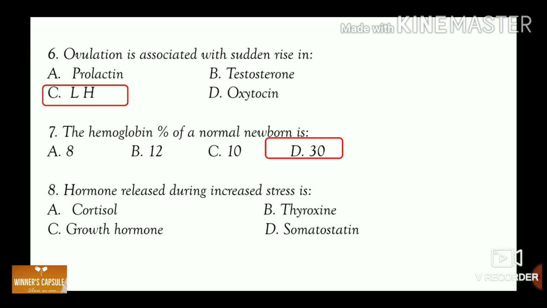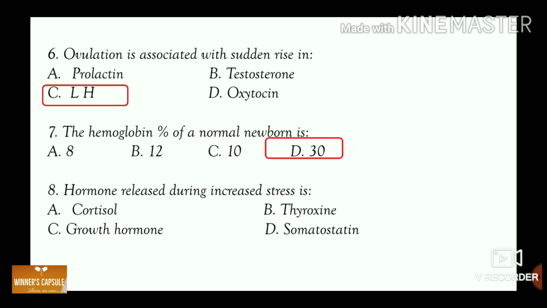In adult male, it is about 15 gram percentage and in adult female, it's about 14.5 gram percentage. So the hemoglobin percentage of a normal newborn is around 30 gram percentage.